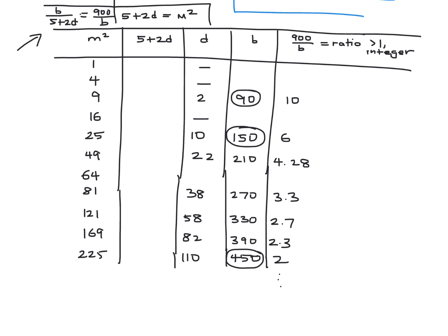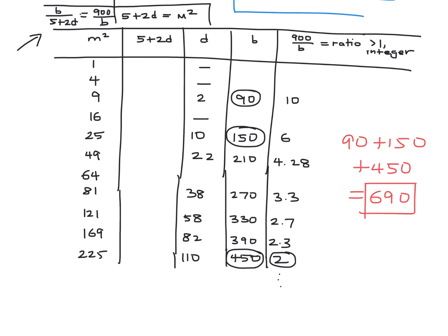Yeah, it would give me a value that's not an integer because I've run out of integers, since the ratio has to be greater than 1. So the smallest integer is 2. So this is the smallest I can get for the ratio. So the only values of b that satisfied all the conditions were the 90, the 150, and the 450. And when you add all those up, you get 690 because they wanted the sum.